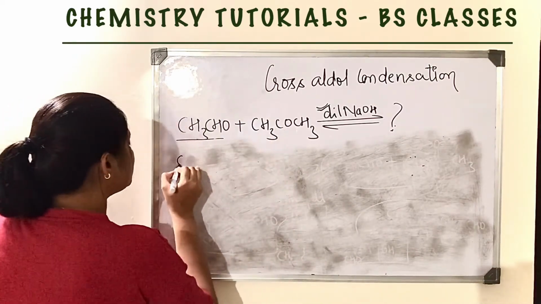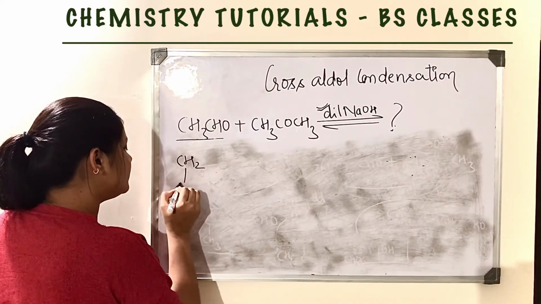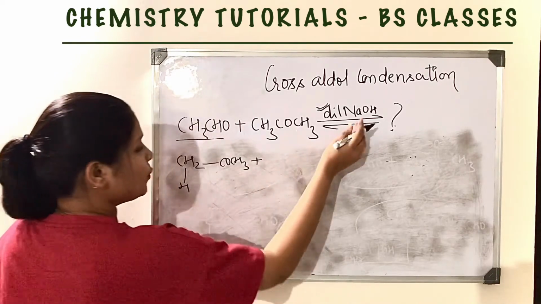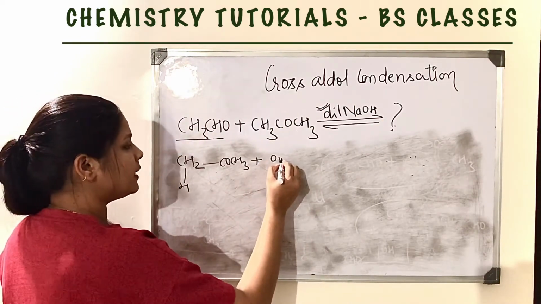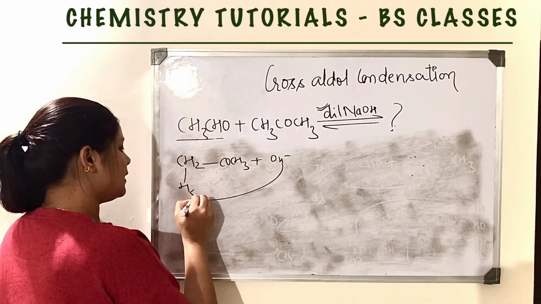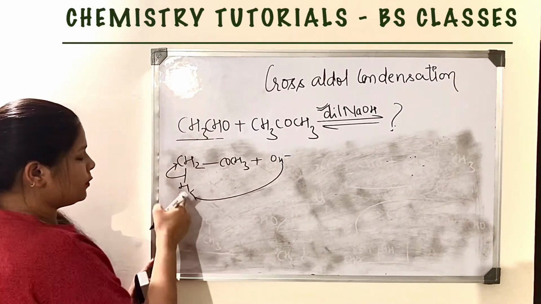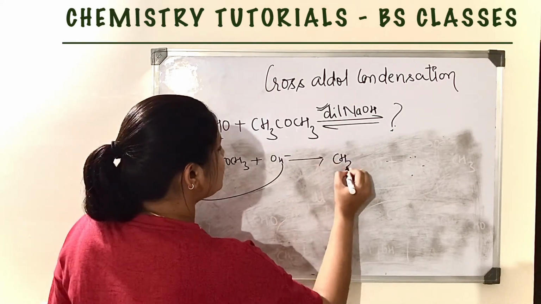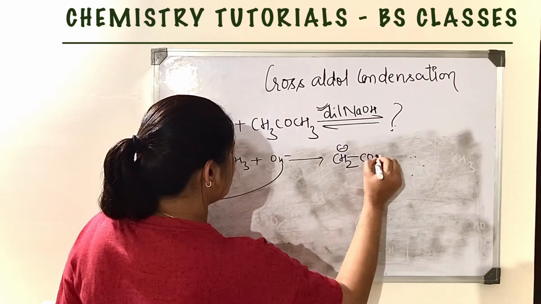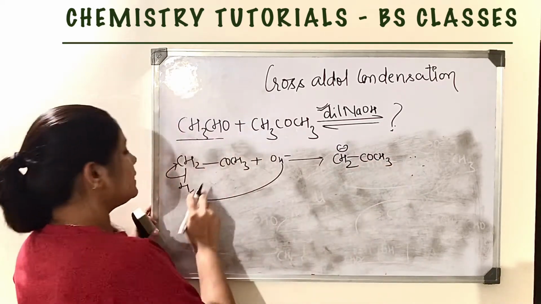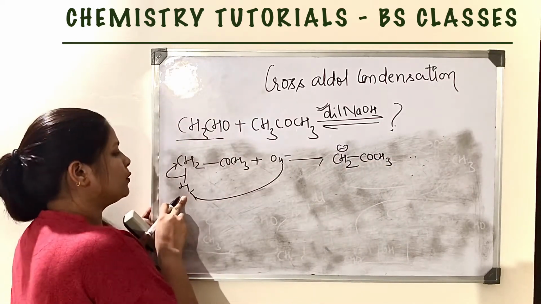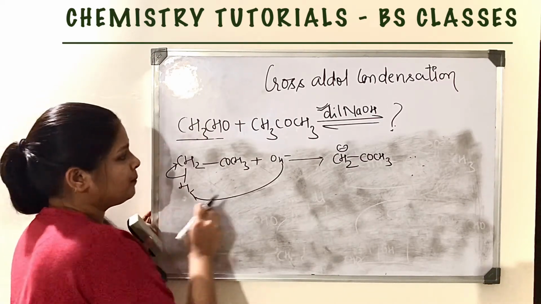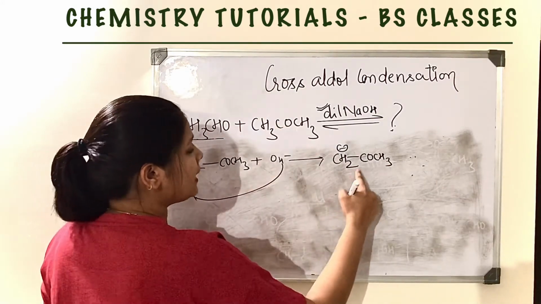We can write this ketone like this. Same, we have base in the medium, so OH minus abstracts this hydrogen and the bond between carbon and hydrogen completely shifts to carbon and forms CH2 minus COCH3. Now in this case, this ketone is the alpha hydrogen donor, and in the previous case this aldehyde is the alpha hydrogen donor. Now it acts as a nucleophile.